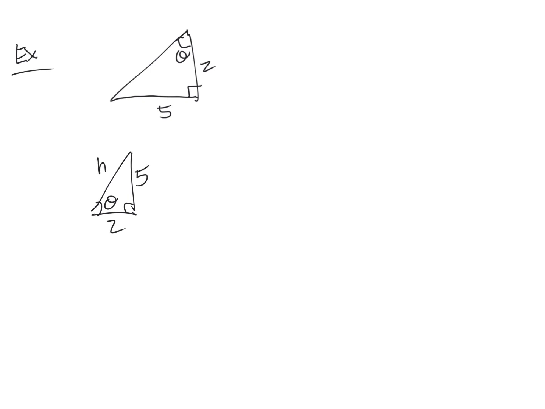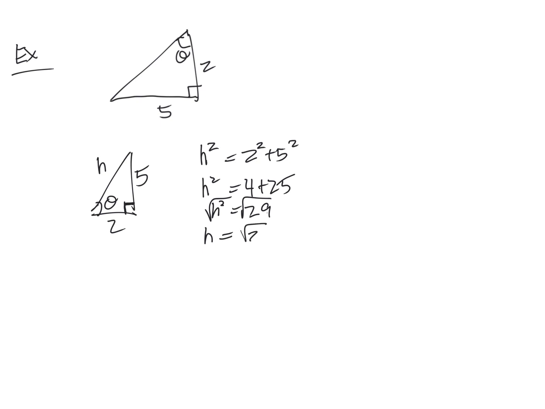I don't know my hypotenuse, but because this is a right triangle, I can use the Pythagorean theorem. Hypotenuse squared is equal to 2 squared plus 5 squared. So hypotenuse squared is 4 plus 25, or 29. And so taking the square root of both sides, hypotenuse is the square root of 29. So I can go ahead and add that in over here. So the square root of 29.